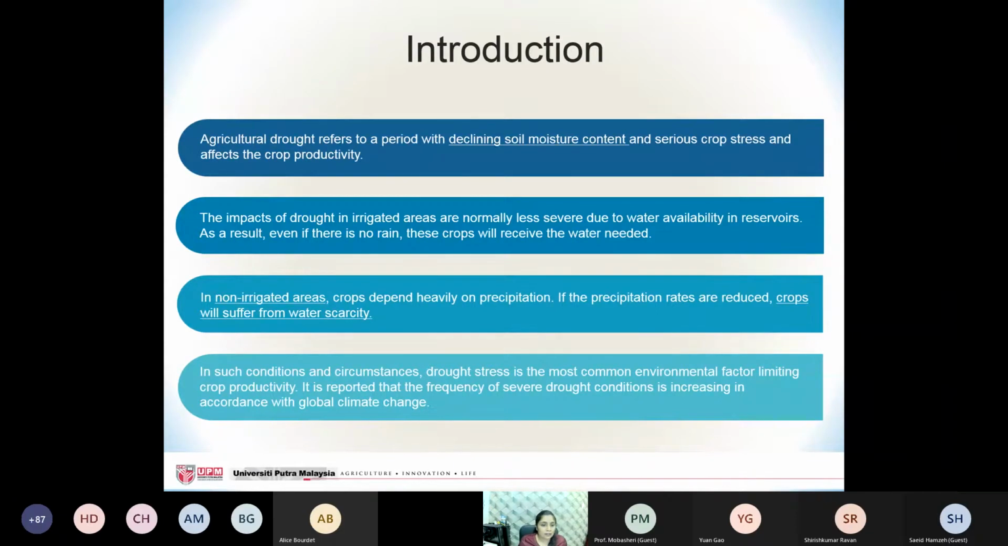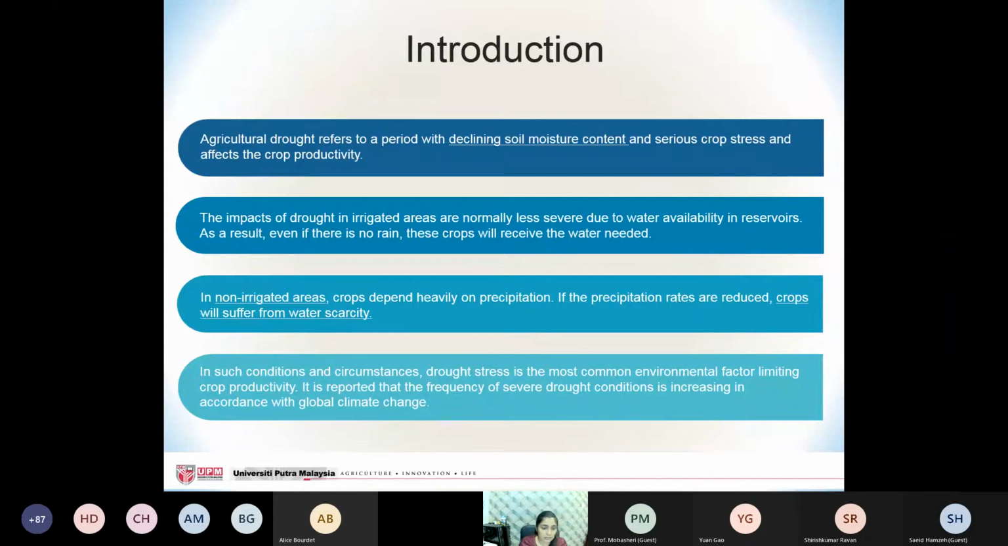Here the impact, I would say that whenever we say agricultural drought, the irrigated areas will have lesser impact or less severe impact due to reservoirs. Even if there is no rain, the reservoirs and the water supply are still there to support the crop. But in the non-irrigated areas, the crop will only depend on precipitation or rainfall. So that's where non-irrigated crops are considered to be more affected.